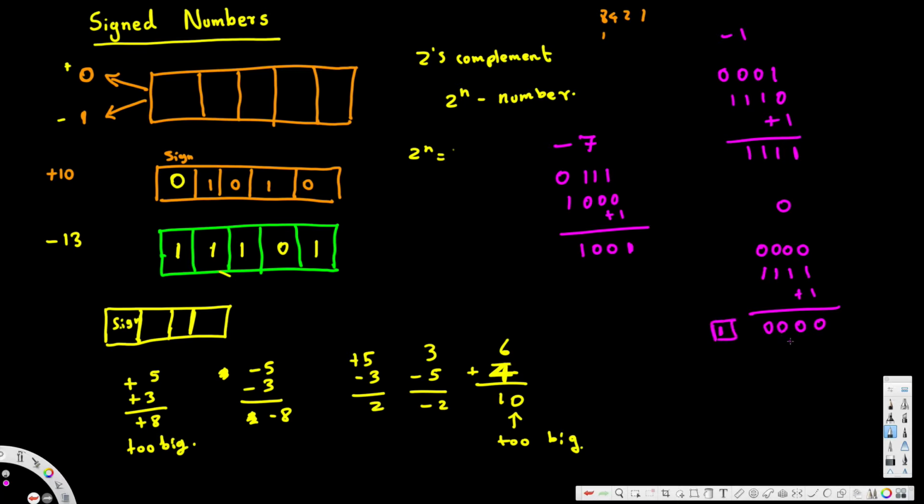But since this is 0, this is going to be 0 as well. So you can see for 0, it's going to be the same. Okay.